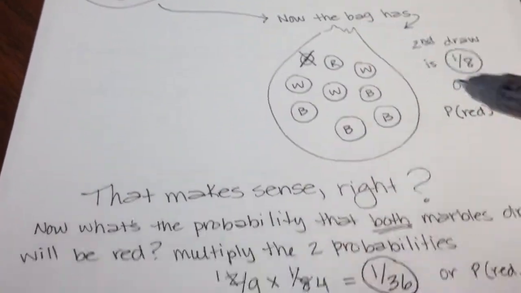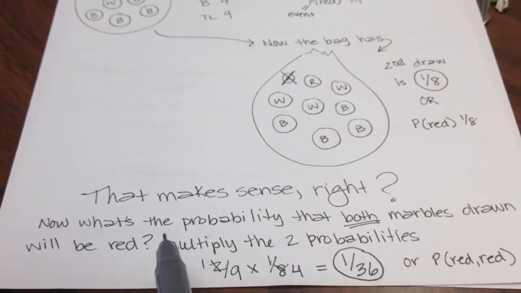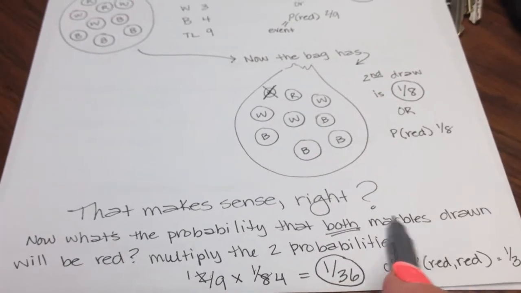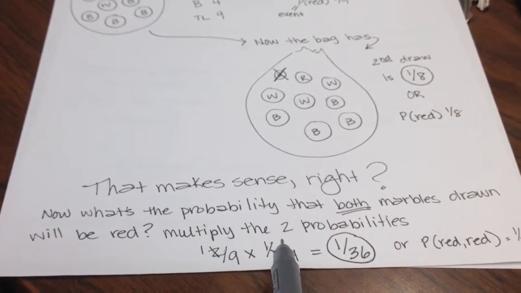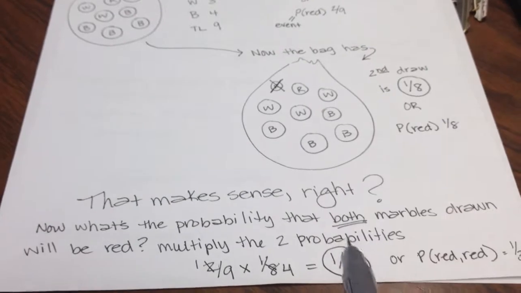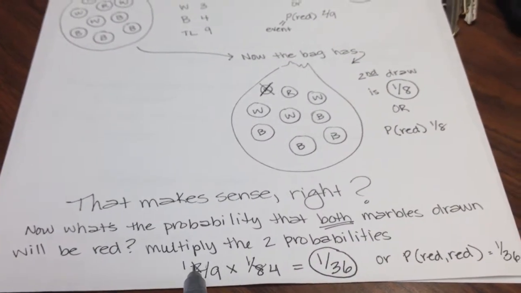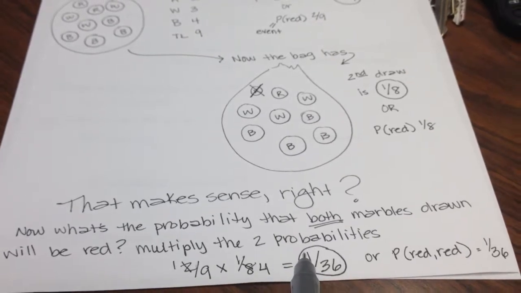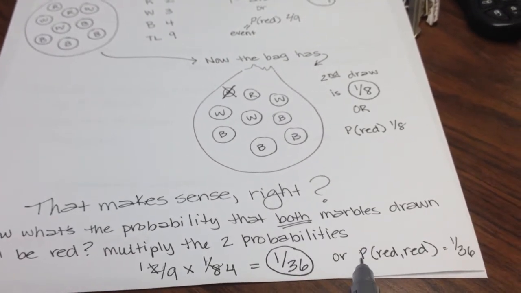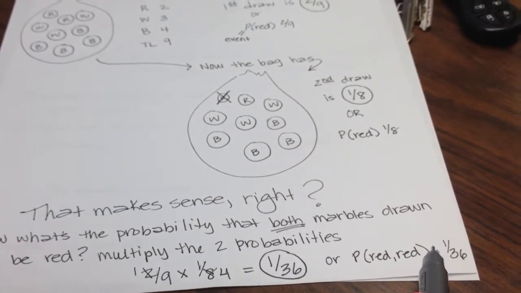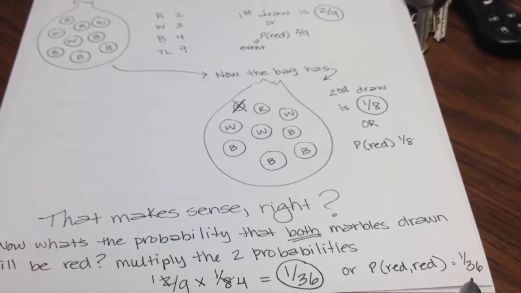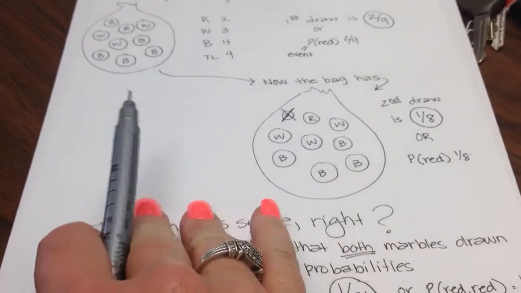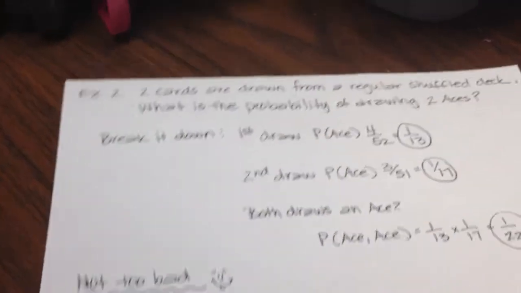All right, so what do we do to find the probability of both marbles being red? Easy peasy. We are just going to multiply those 2 fractions, those 2 probabilities. So 2 over 9 times 1 over 8, look, I can cross cancel. So I have 1 out of 36, or the probability of red and red is 1 out of 36. See? That's not hard.